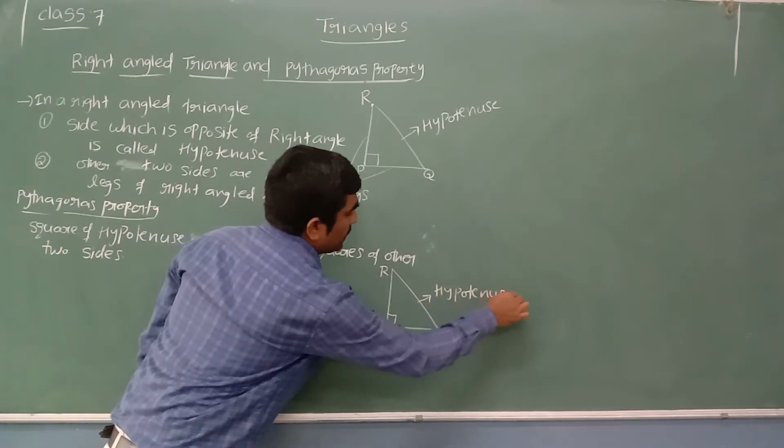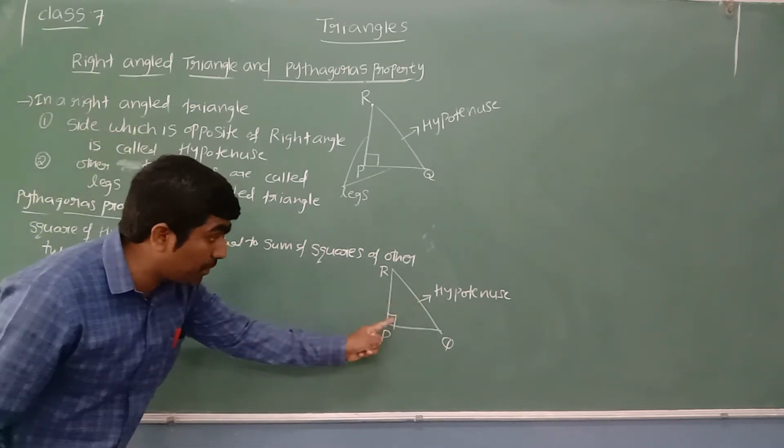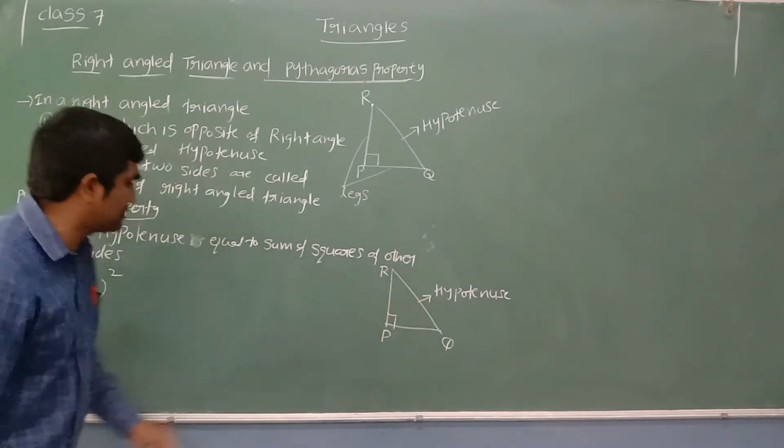So it is called hypotenuse. Now let's see this property with a square of hypotenuse. Means square of, what is the hypotenuse there? Hypotenuse is what? QR. The side QR is called hypotenuse, because it is opposite of the right angle, opposite of 90 degrees.